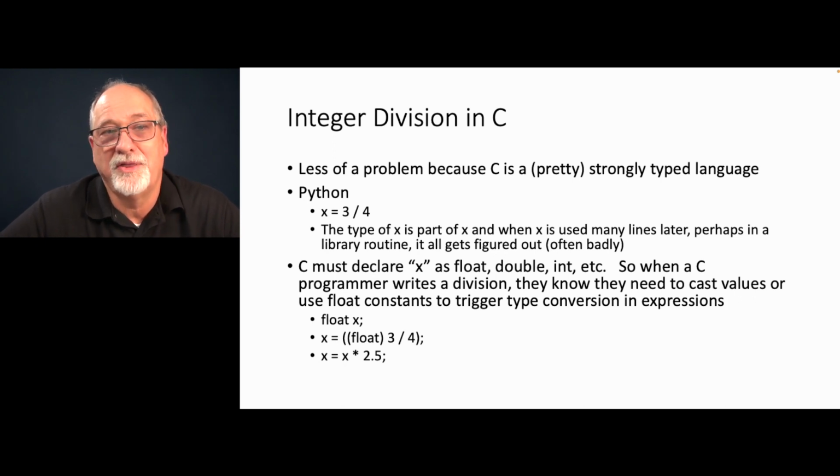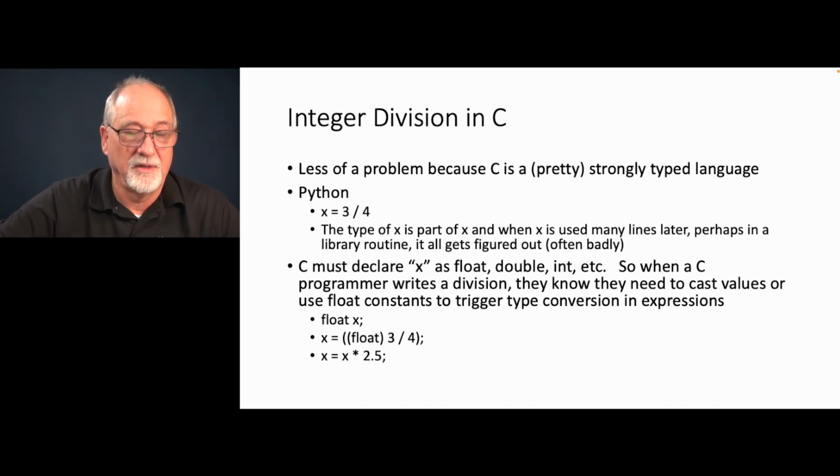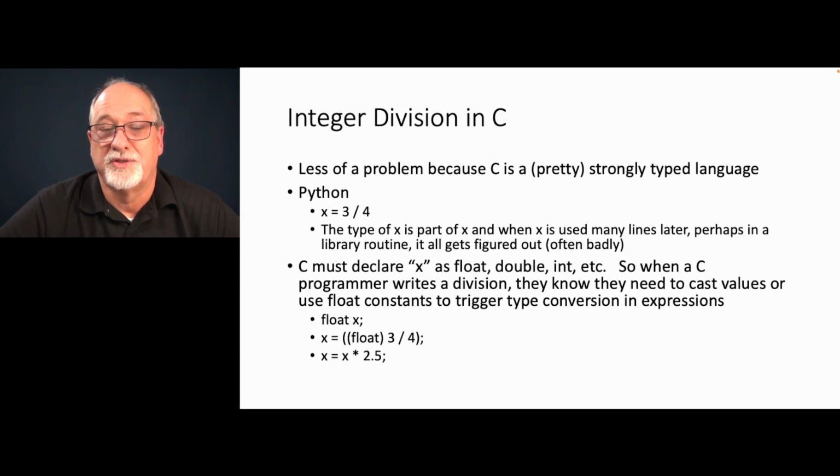But in Python, you just, what's the variable? And so it imputes the variable type from the result of that expression. Whereas C has got to declare X as a float or a double or an int. So when a C programmer writes a division, they know already that they have to cast the values or use float constants to trigger type conversion in expressions.